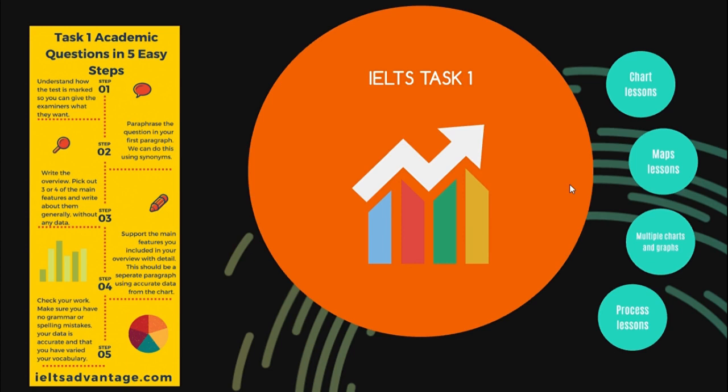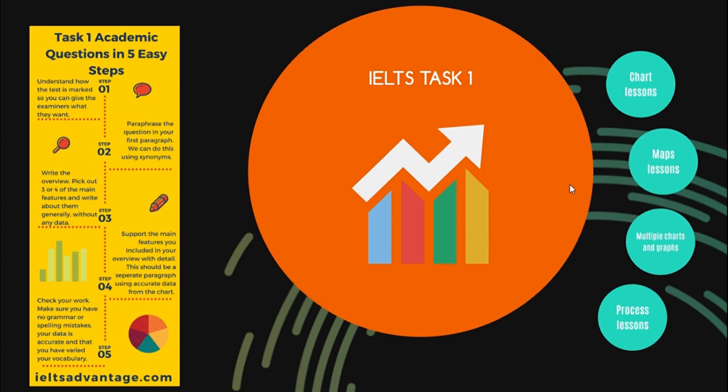So you need to understand how the test is marked so that you can give the examiners what they want. Always paraphrase the question in your first paragraph and try to use different synonymous words. Don't use the same words which have already been given to you in the title. Write the overview. Pick out 3 or 4 of the main features and write about them, generally without any data. Then describe the main features you included in your overview in detail. There should be a separate paragraph using accurate data from the chart.